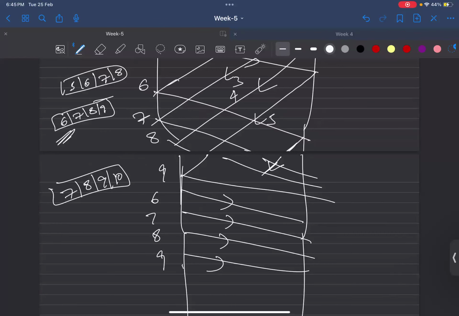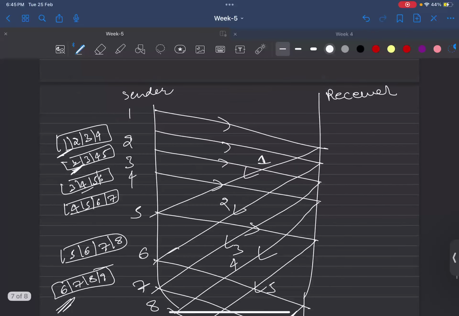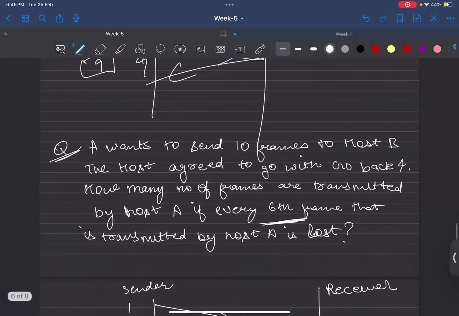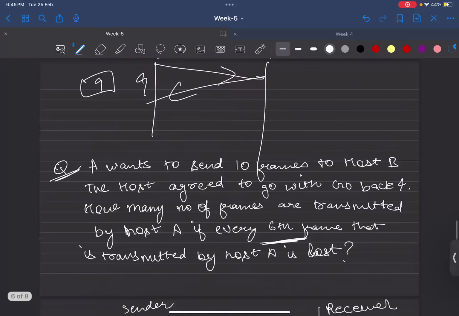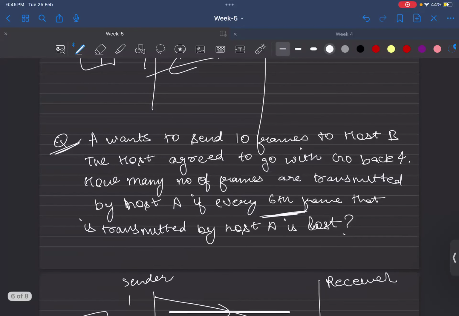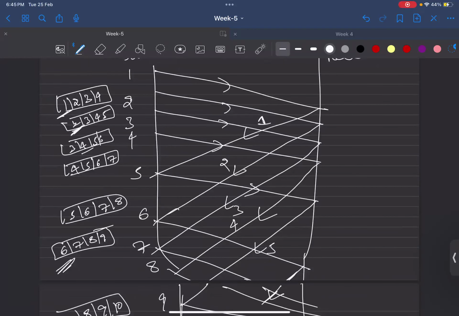Quick question here, ma'am. What is the guarantee that when we retransmit 6, 7, 8, 9, we get the acknowledgement for 6 now? If I don't get it again, I'll retransmit. The question is, if it got lost one time, or if every 6th frame is getting lost, there may be a chance that it is lost again. So multiple retransmissions will be there.